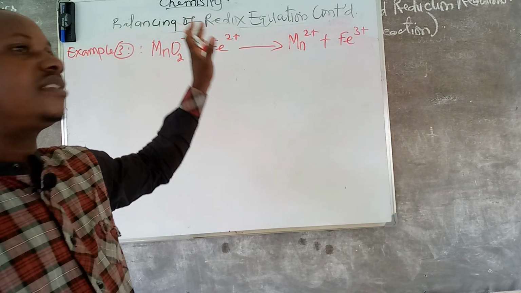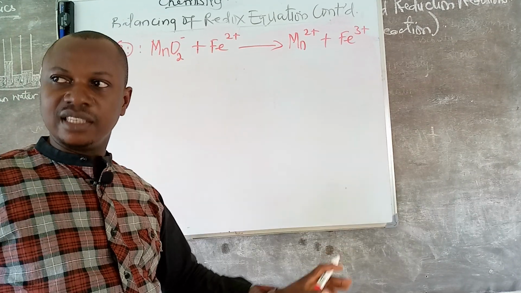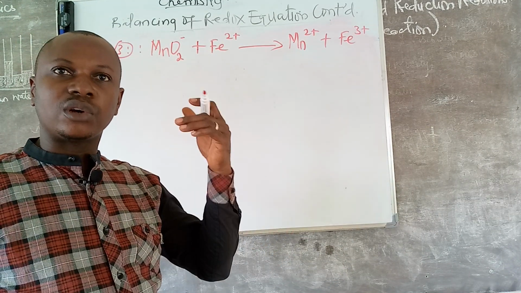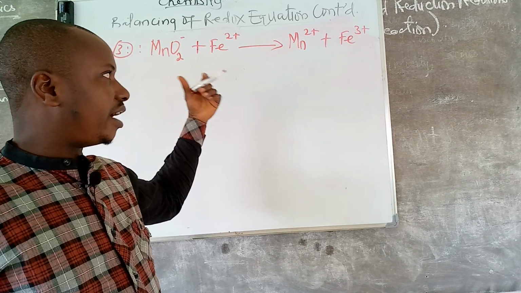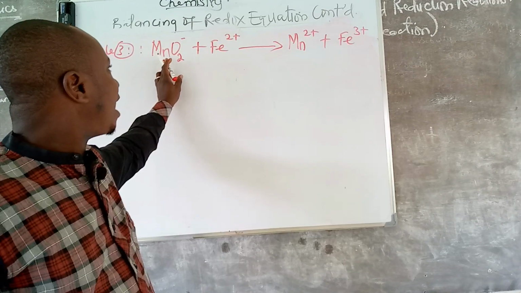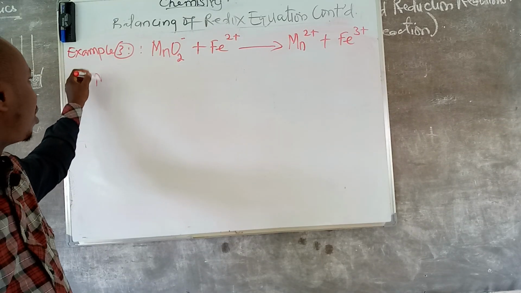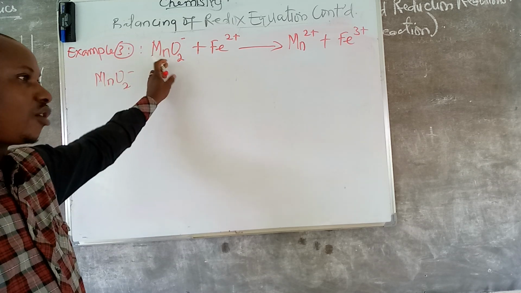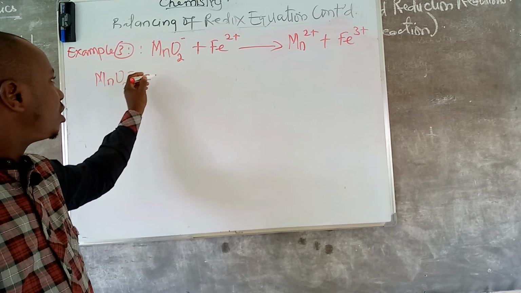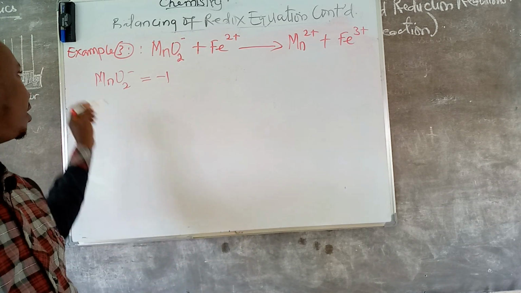Anyone that has its oxidation number decreasing invariably is the oxidizing agent. Anyone that has its oxidation number increasing is the reducing agent. How do we know? Like I have told you, let us do it by the side. We want to find out the oxidation number of manganese in this ion. We are equating it to -1. Don't forget this charge here.